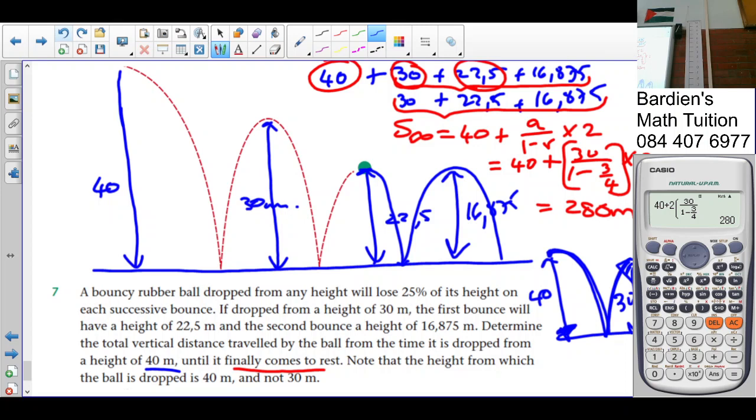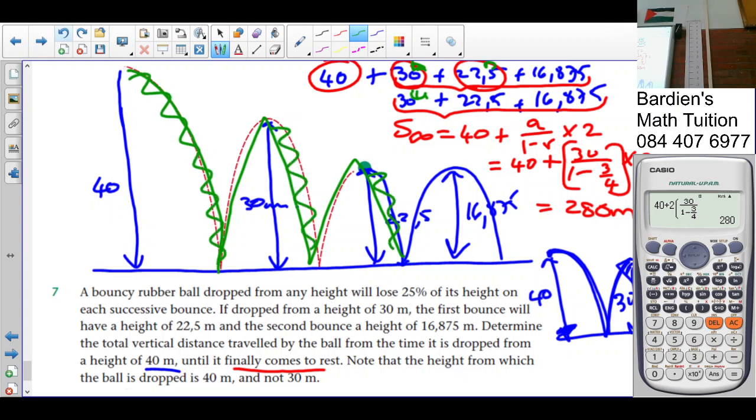The 2 is because you see the ball only coming down here. What do you notice here? It goes up and down. Here, up and down. So that is up, down. This is actually down, up, down, and so on. You understand? So that part here is down, down. So it's going 40 down, 30 down, 22.5 down, 16.875 down. When it went up, it only went up by 30, 22.5, 16.875 and so on. I hope this answers this question.